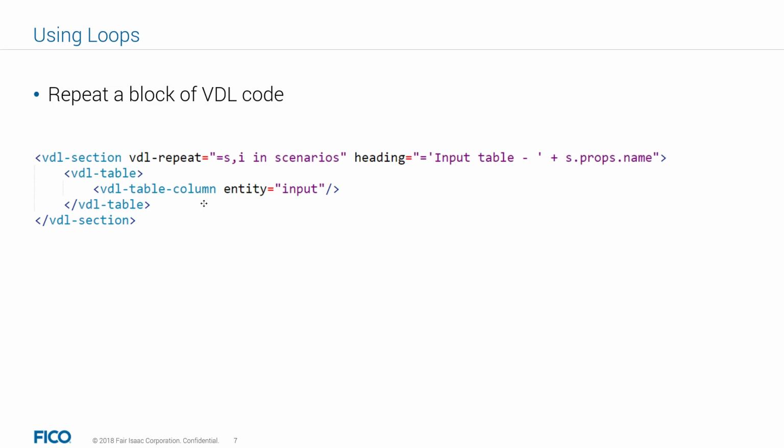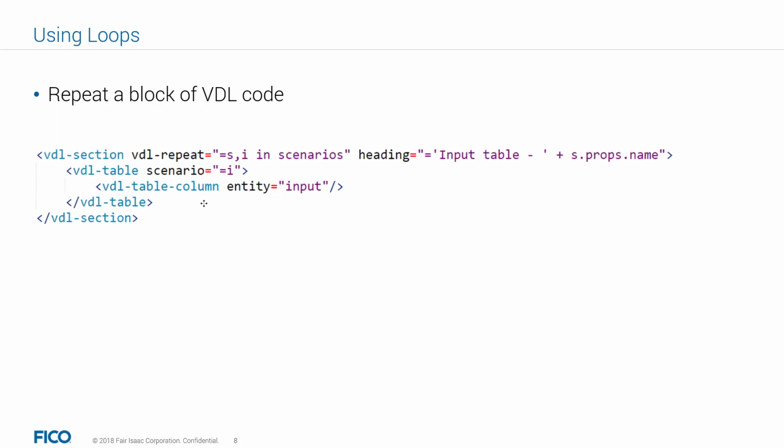Once I define the VDL repeat over the scenarios global object, I need to apply that to the VDL table that I have within that section. How do I do that? I use an attribute called scenario and I pass the value i from my VDL repeat loop into it. What does that do? It uses the data from the scenario i to generate that VDL table.